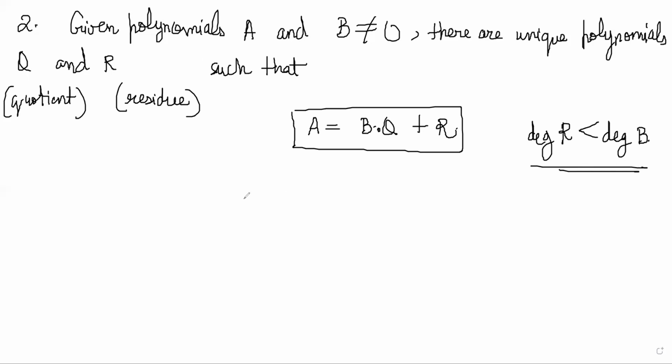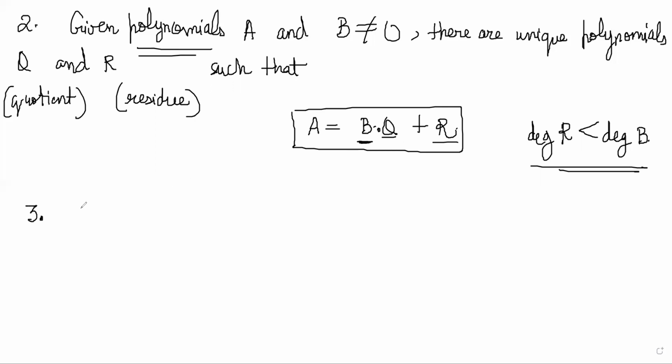So this is exactly the same as Euclid's division algorithm or division lemma that you would have seen in basic number theory. So polynomials also can be divided, and when you divide, you get a quotient polynomial and a remainder polynomial or residue polynomial, such that the degree of the residue will always be less than the degree of the B polynomial, right? So this is the second theorem.